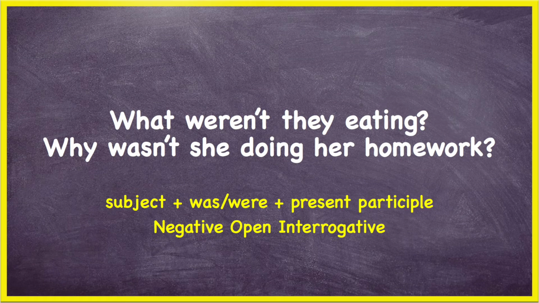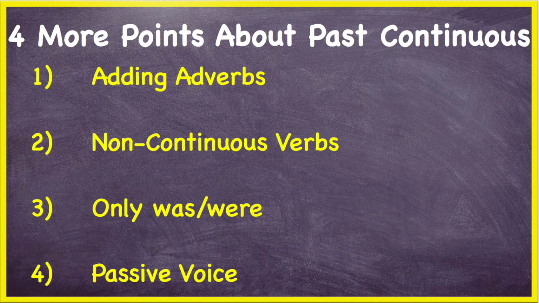And finally, we have a negative open interrogative. Interrogative plus was or were plus not plus subject plus present participle. What weren't they eating? Why wasn't she doing her homework? All right, so that's the formation, the structure of the past continuous.